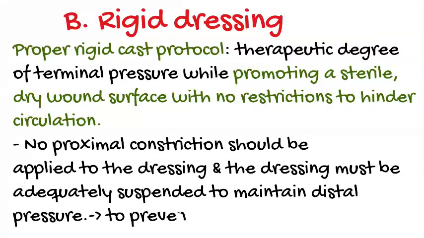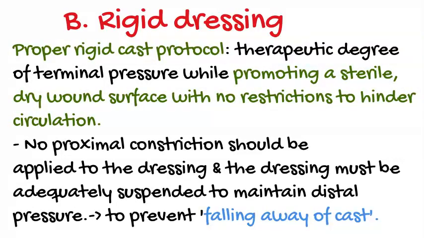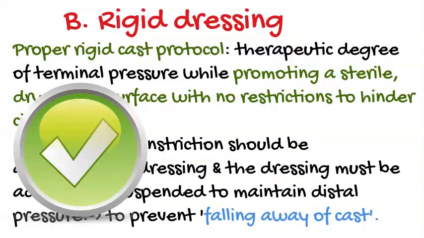It is important that no proximal constriction is applied to the dressing, and the dressing must be adequately suspended to maintain distal circulation. This is important to prevent falling away of the cast.